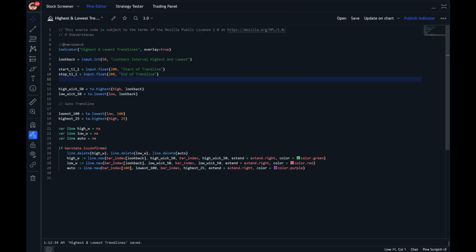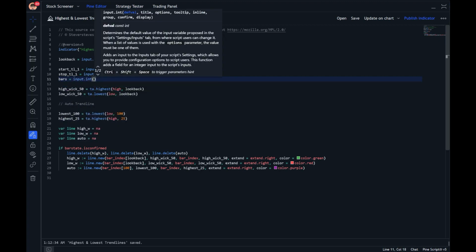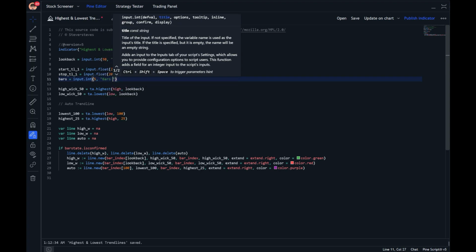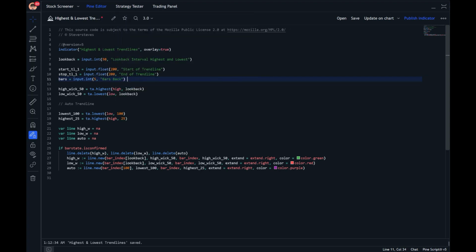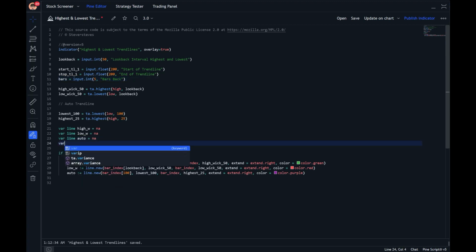Now we're going to create an integer variable called bars. And this is just essentially how many bars back we want to start the trend line. So let's just assign it a value of 5. We'll title it bars back. And there we go. Okay. So now we have to declare this manual trend line. So we're going to call it var line manual, not available.